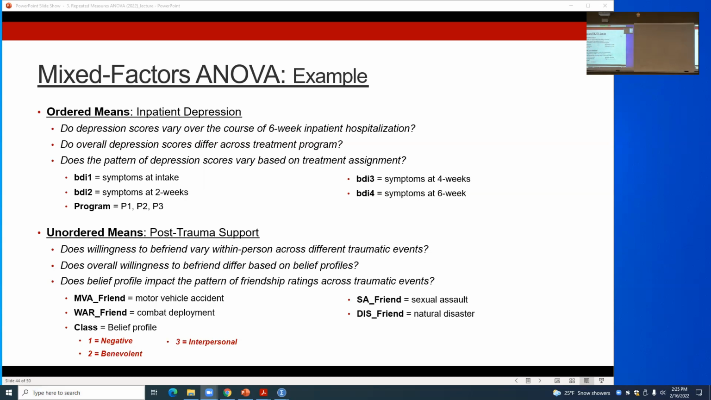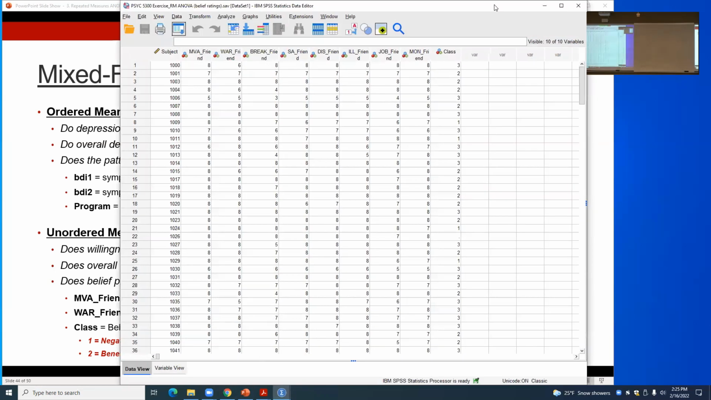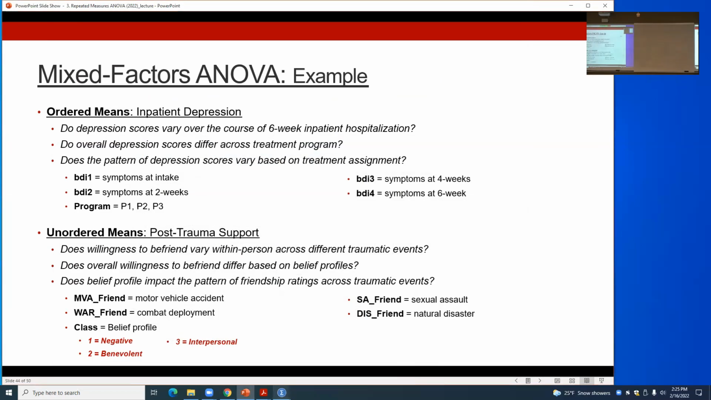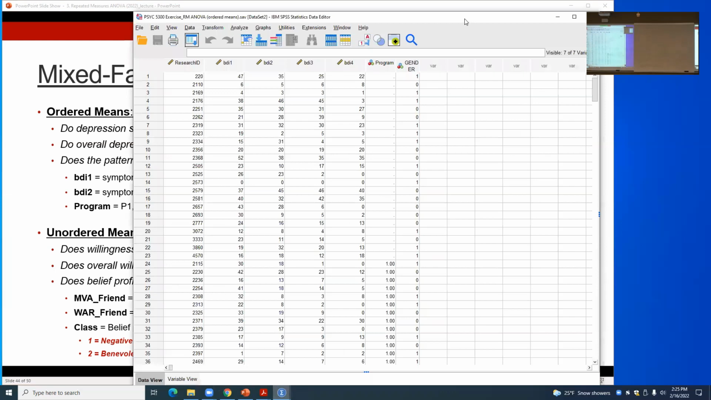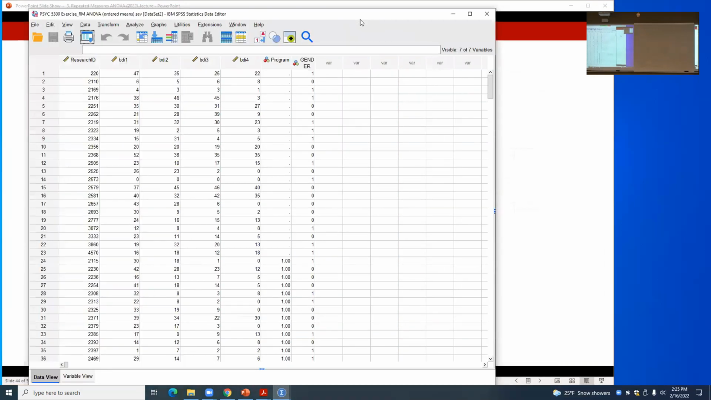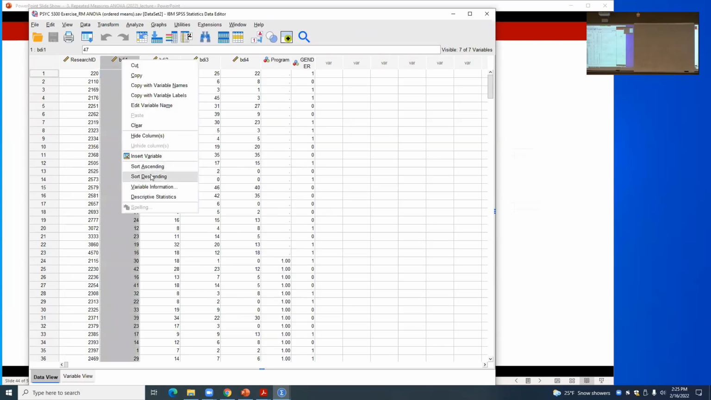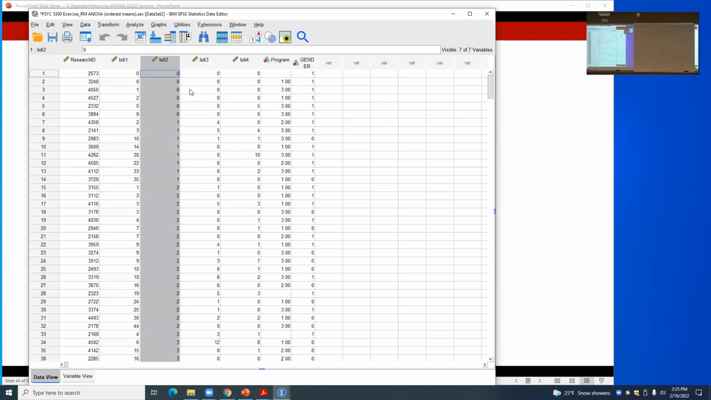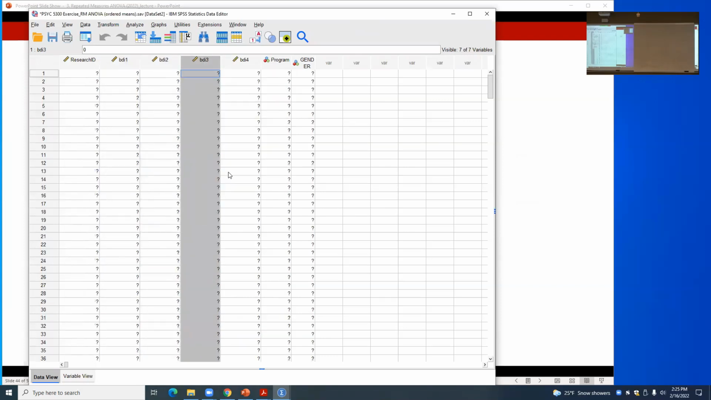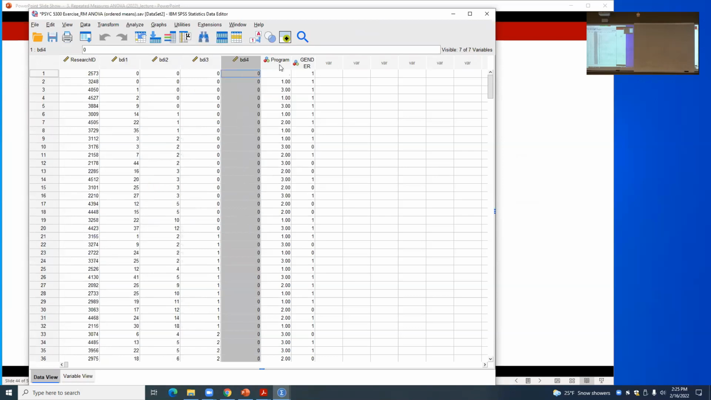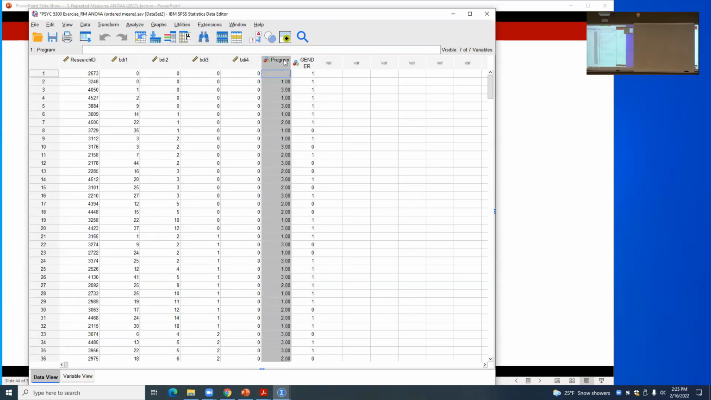So let's go through and open up, not the belief rating, the ordered means here, okay? We're not going to go through and screen these data. These data are pretty much fine. We'll go through and screen the between subjects stuff. But if we go through, remember, and we sort all that, that's all looking good, okay? And so then we have program, and then we have gender here.